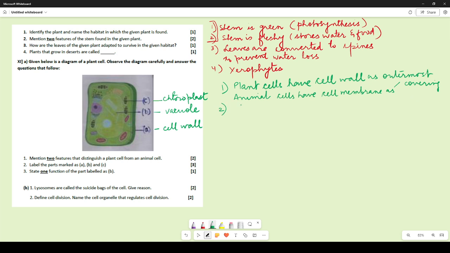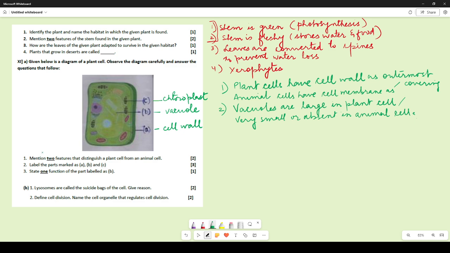Now there are many other differences you can write. You can also write about vacuoles. Vacuoles are large in plant cell and very small or absent in animal cell. Now you can also write plastids are present only in plant cells, centriole is present only in animal cell, and like that, right? So those are a few differences, and you could have mentioned any of them.